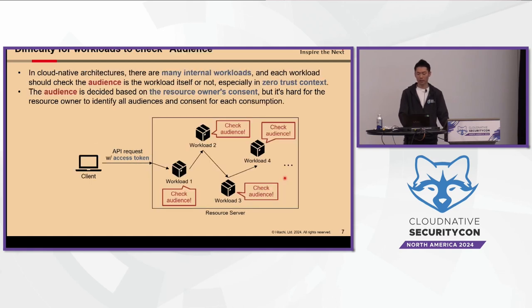However, there is a case where the audience check is difficult. In cloud native architectures, there are many internal workloads, and each workload should check whether the audience is the workload itself or not, especially in a zero trust context. The audience is decided based on the resource owner's consent, but it's hard for the resource owner to identify all audiences and consent for each consumption. In this session, I will take a deeper look at this case.